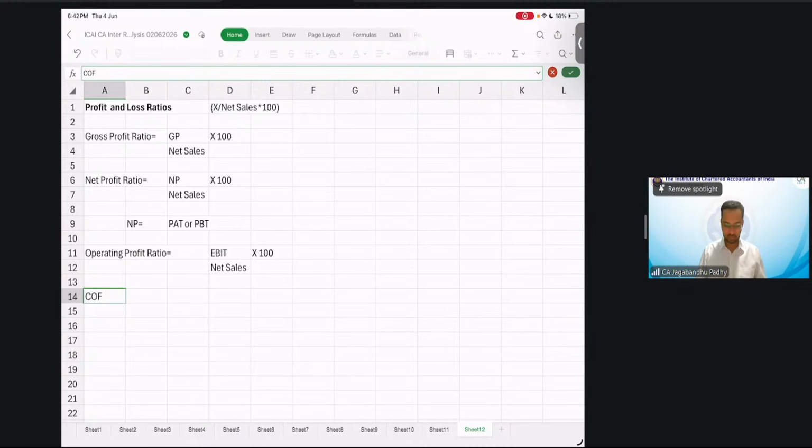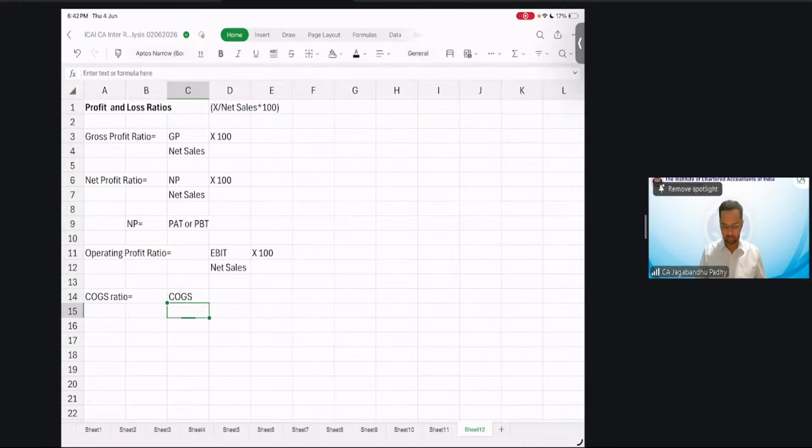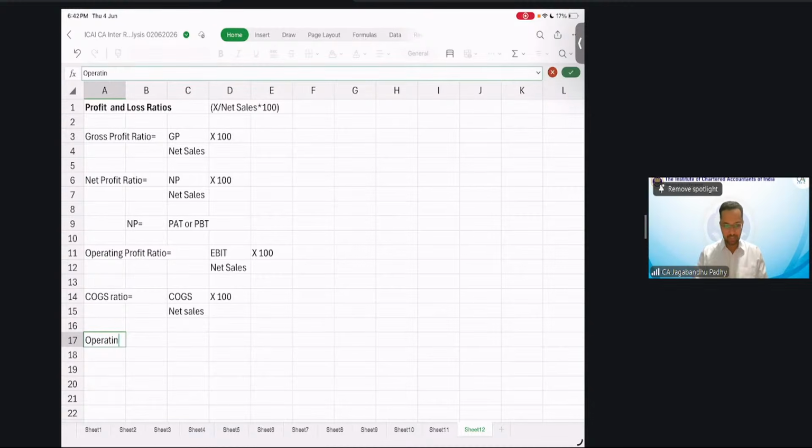COGS ratio is COGS upon net sales multiplied by 100. All right. So these are some of the ratios that we have. Now, operating expense ratio. Operating expense ratio will comprise of your admin plus selling and distribution expense divided by net sales into 100. Okay.